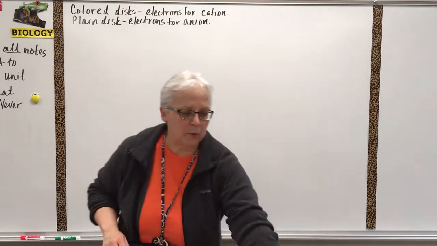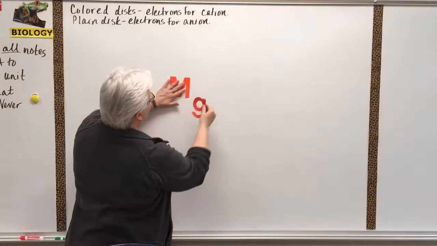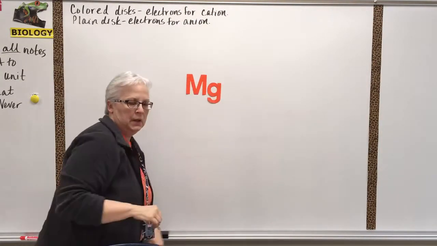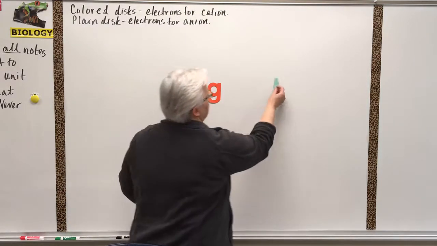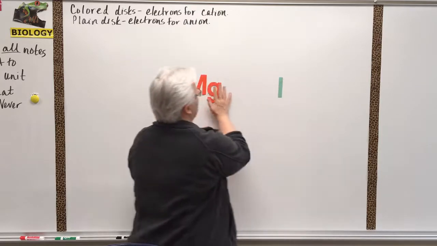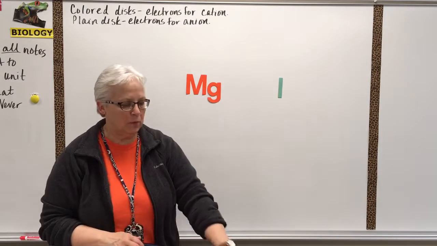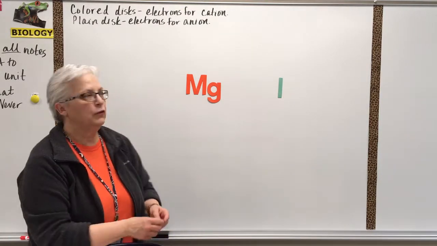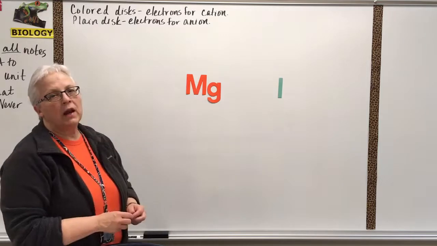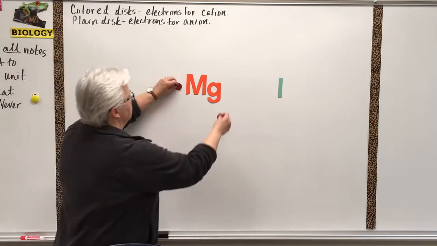So I need for you to grab your magnesium card at your table, put it right in between you and your partner, and you're also going to need an iodine. We're forming the ionic compound between magnesium and iodine. Step 1, determine the number of valence electrons you'll need to put around each of your elements. Use your periodic table. Magnesium has 2 valence electrons.